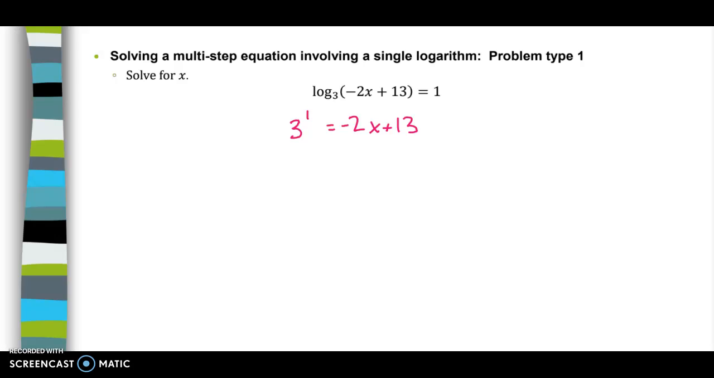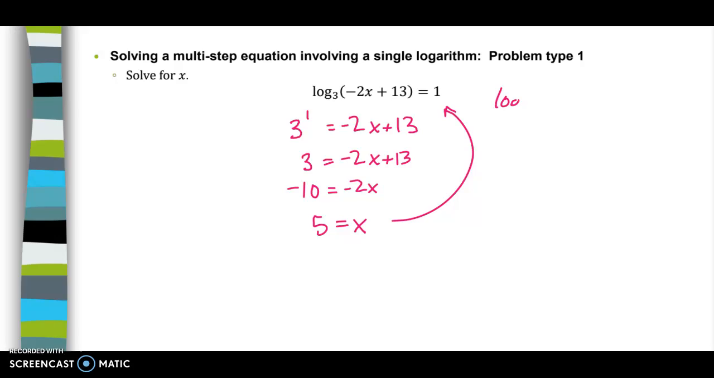The fourth step is to solve for x. 3 to the 1 power is 3, so 3 equals negative 2x plus 13. Subtract 13 from both sides, and we'll get negative 10 equals negative 2x. Divide by negative 2 and we'll get 5 equals x. Now remember, we always need to check.